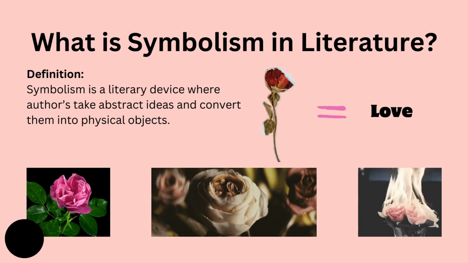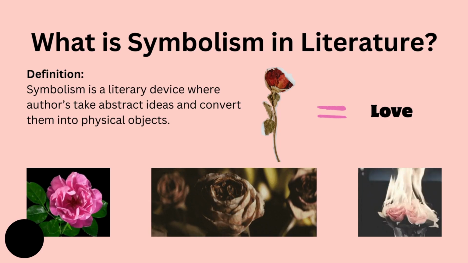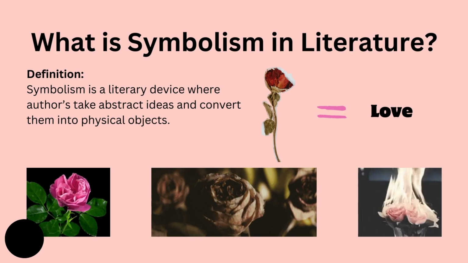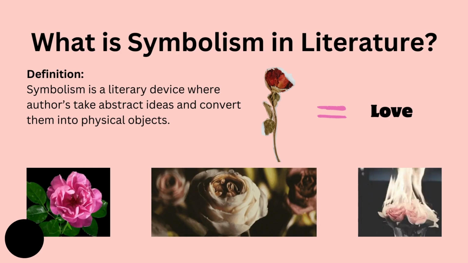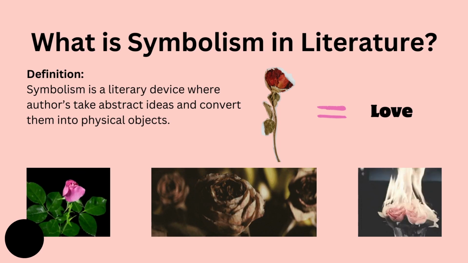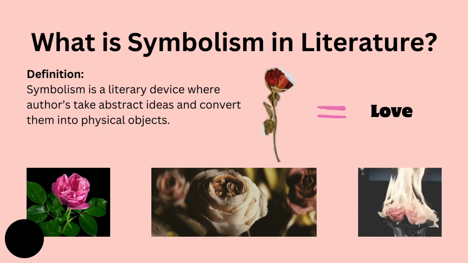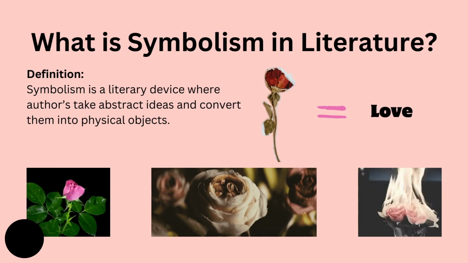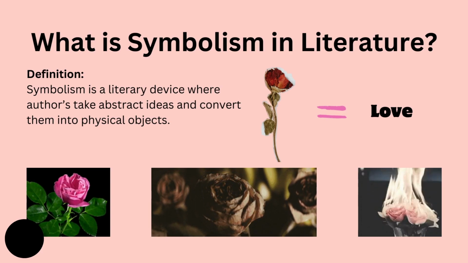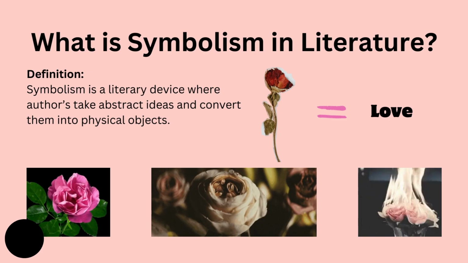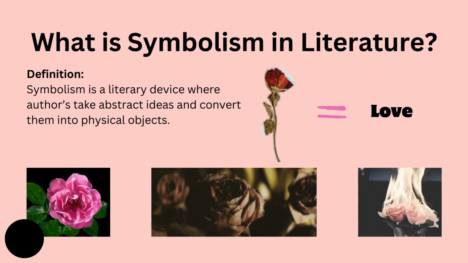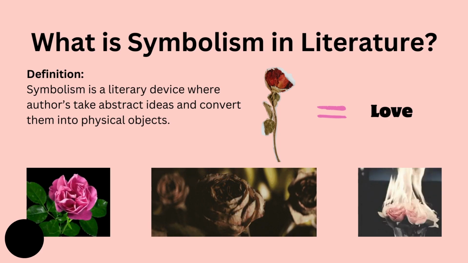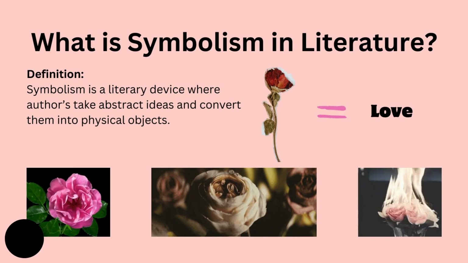So something that authors often do once they have picked their symbol and they have made it clear to their readers that this is an important symbol in their story, they will often modify the physical object in order to indicate a shift in the abstract idea that they're trying to talk about. So for example, with the abstract idea of love, if the author writes about a rose blooming and they've established that this rose is supposed to represent love, perhaps then the author writing about that rose blooming is supposed to indicate that a connection is occurring between two characters within the story.